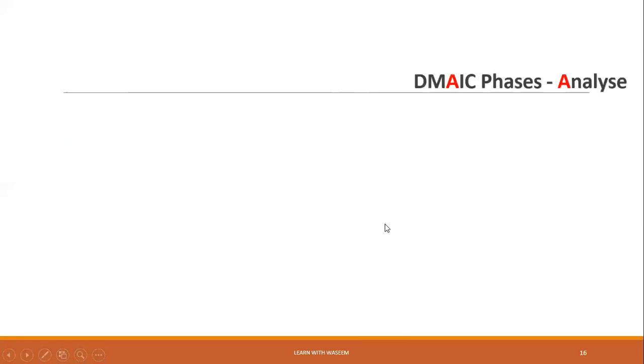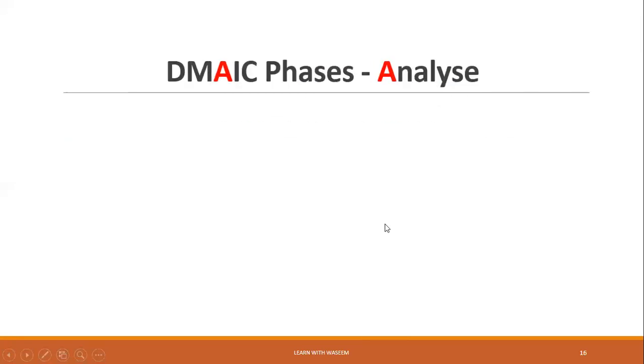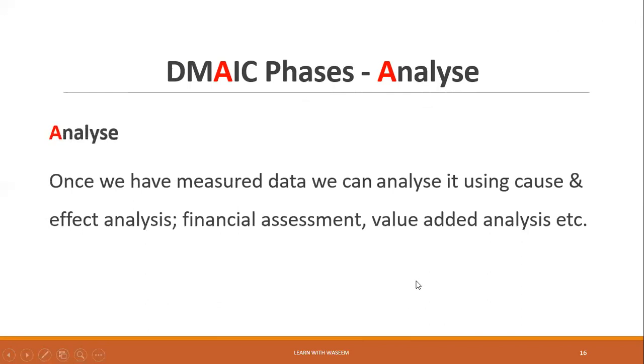The next one is A. A phase means analyze phase. In analyzing phase, once we have measured data in the M phase, we can analyze it using cause and effect analysis, financial assessment, value added analysis, and so on. So these were some of the analyses that we can use to analyze the data that have been measured in the previous phase.